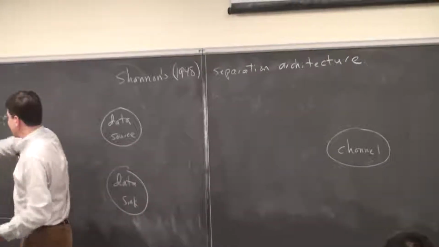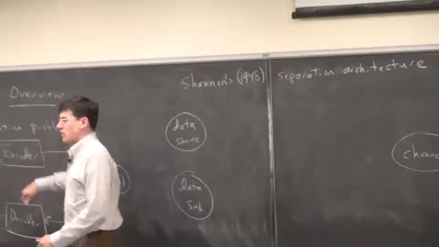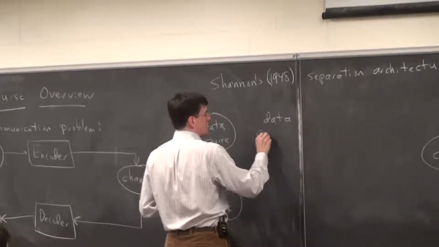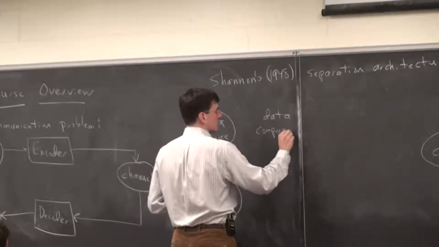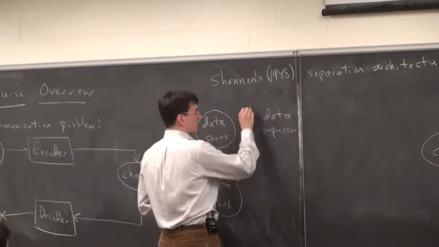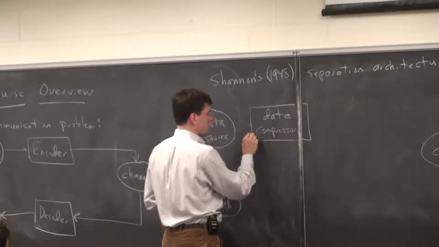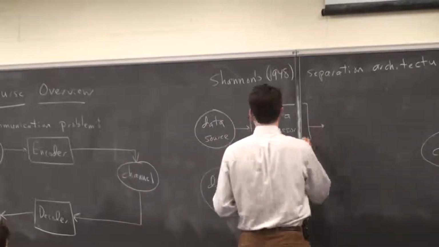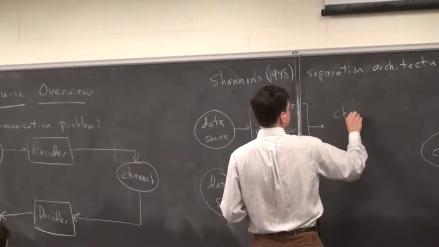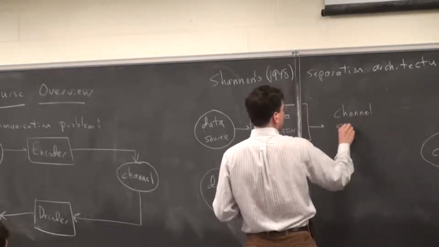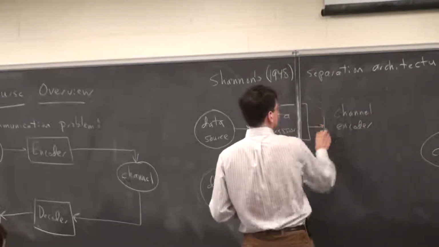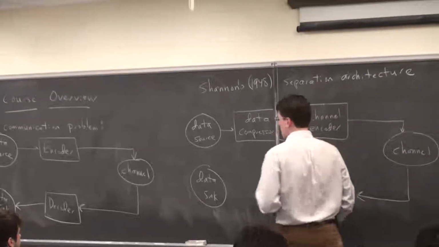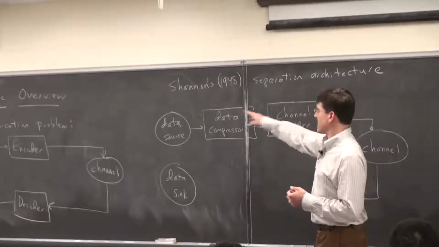Okay, then he proposed dividing this block into 2. The first block we would now call a data compressor. That's not really the terms they used back then, but we would now call this a data compressor. The next block we would call a channel encoder. Those 2 blocks comprise the encoder.